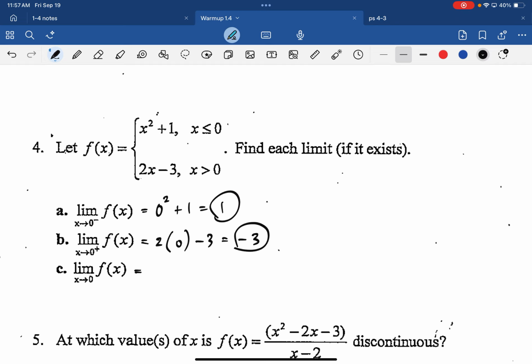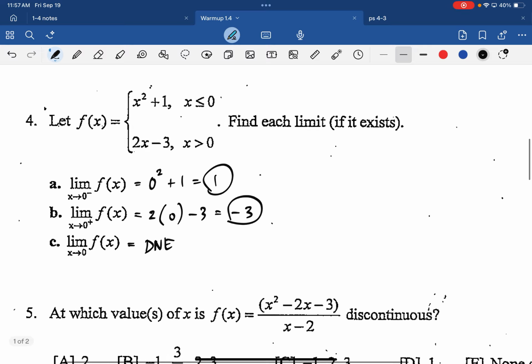And so this actual limit does not exist because they're not the same. We don't have the same limit going from the left side and the right side. Okay?